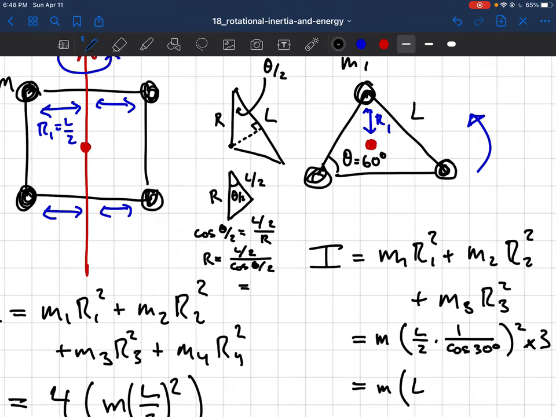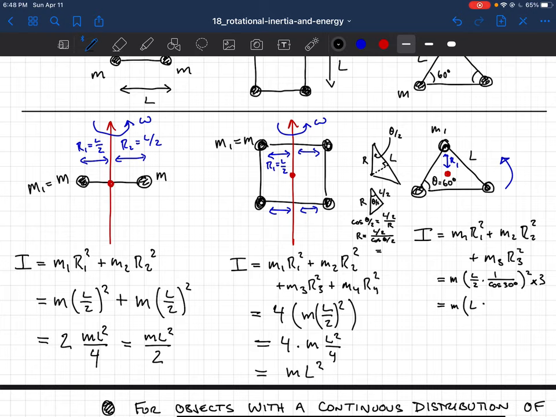So let's figure out what that is. So what is 1 over 2 cosine 30? That's what we want to find. So 2 times cosine of 30 is 1.73. So 1 over that is 0.577. So this will be L times 0.577 times 3.